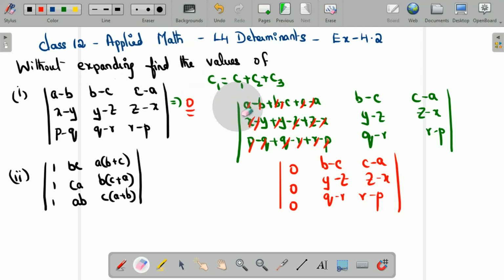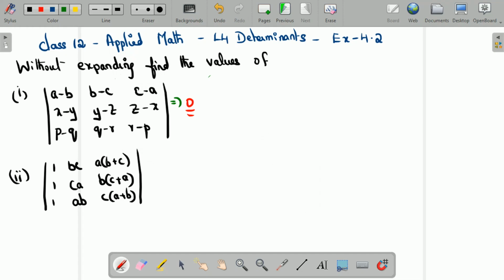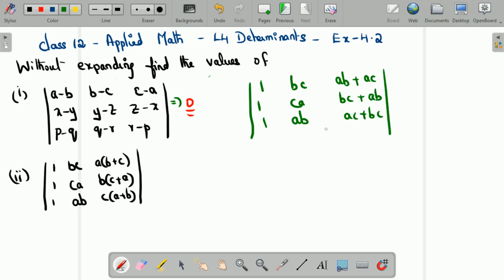Now let's take up the second subdivision in this question. Before I do the transformations, I'm going to expand this third column. So let's rewrite this determinant as 1, BC, AB plus AC; 1, CA, BC plus AB; then 1, AB, AC plus BC. Now that we have a clear view of this, it is easier to write the column change.